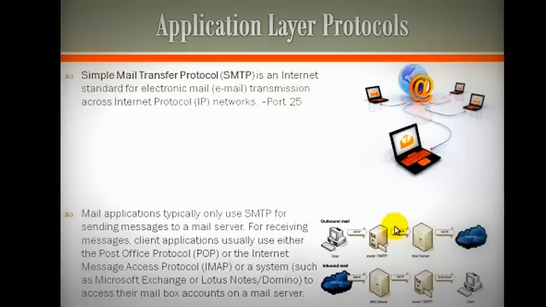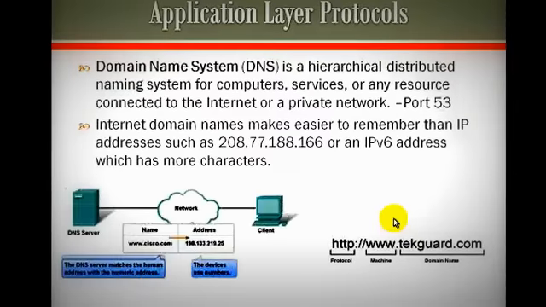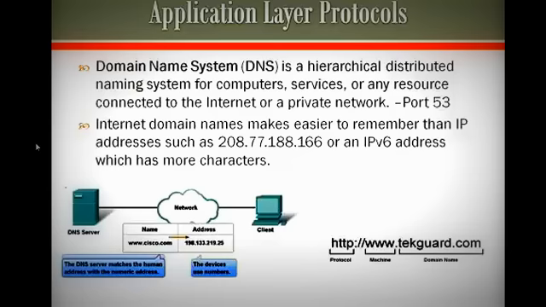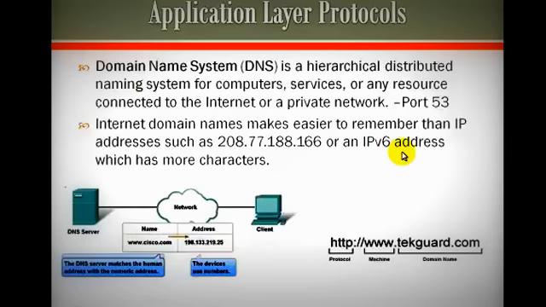Domain name system, or domain name server, is a naming system for computer services or any resource connected to the internet or a private network. We use port 53 for this. Internet domain names make it easier to remember than IP addresses, such as 208.77.188.166, or an IP version 6 address, which has even more characters. What DNS does, basically, is translate these numbers into this address, so it'd be easier for humans to recognize and to remember.